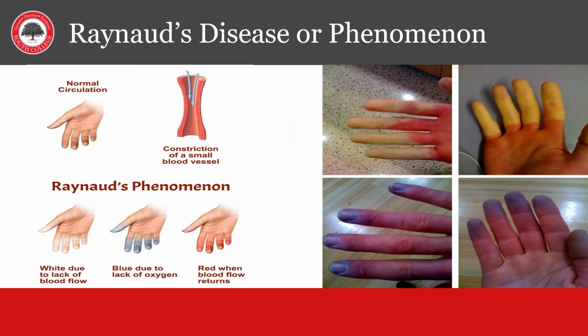Raynaud's disease or phenomenon is vasoconstriction of arterioles of the hands and fingers, usually due to cold exposure. This causes the red, white, and blue color changes you see here. This is usually associated with autoimmune disease such as lupus, Sjogren's syndrome, or sarcoidosis.